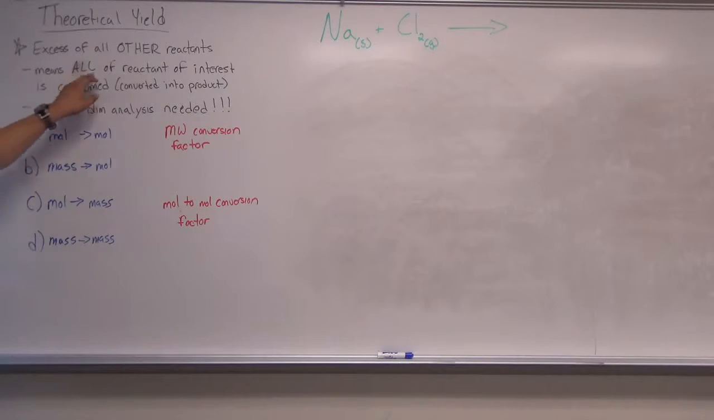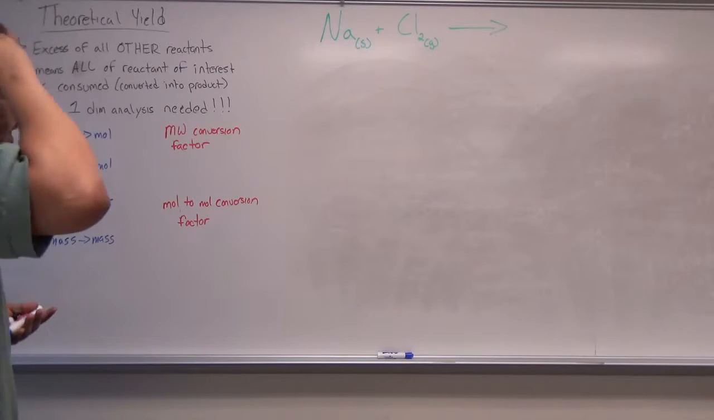And that means that all of the reactant of interest, meaning the one that you've been given the information about, all of that is going to get converted. We don't have any left over. In the last lecture, I talked about, hey, how much can you make? How much is left over? In a theoretical yield problem, the reactant of interest is completely consumed, none left. We have turned it into all product.